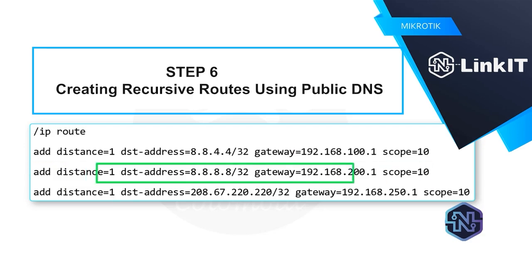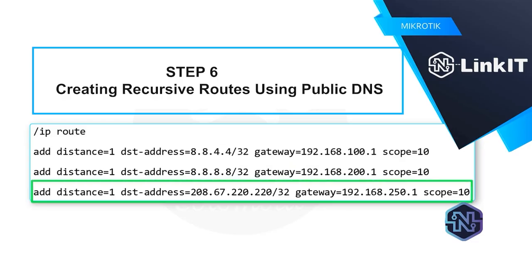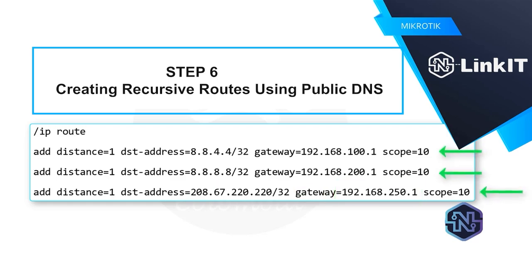The second route indicates reaching the public DNS 8.8.8.8 through the provider with IP address 192.168.200.1. And the third route indicates reaching OpenDNS's public DNS 208.67.220.220 through the provider with IP address 192.168.250.1. It is important to note that all routes must have the scope set to 10.